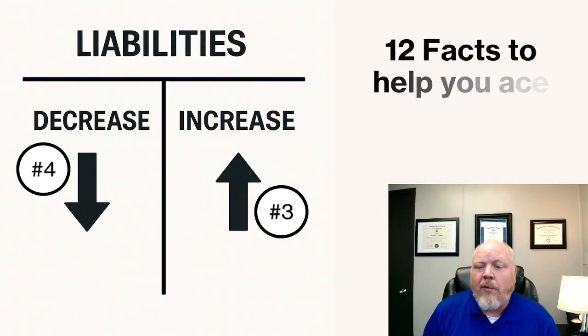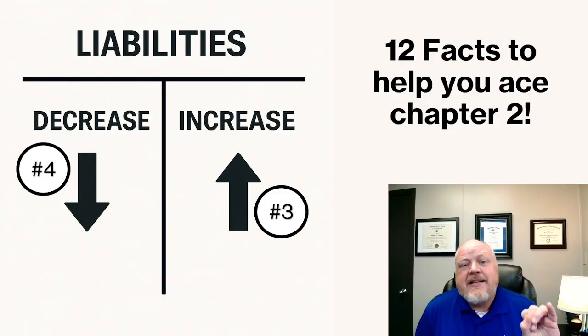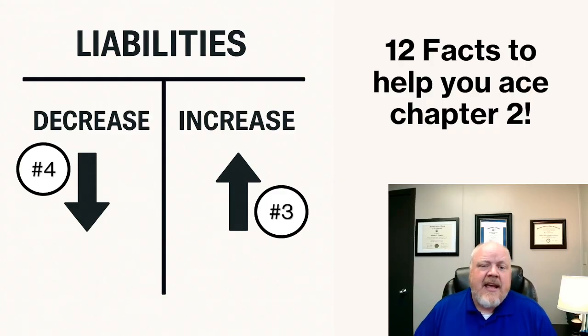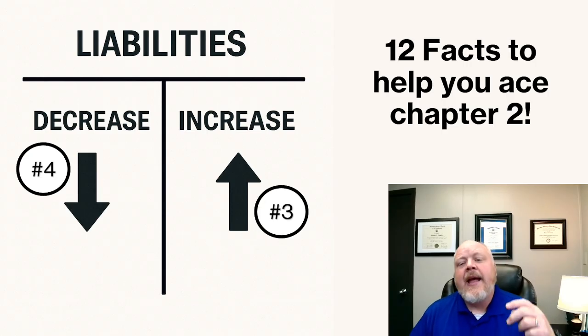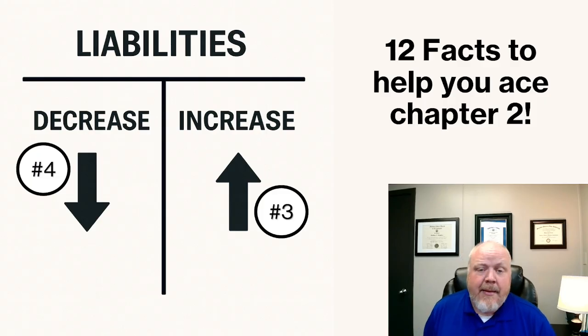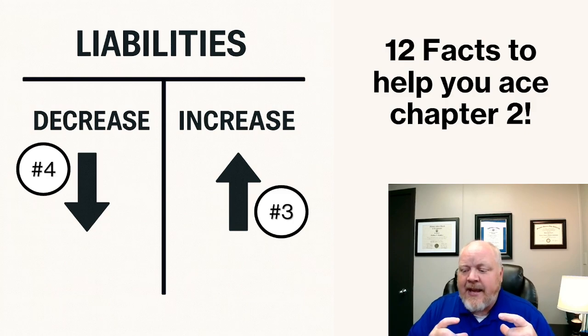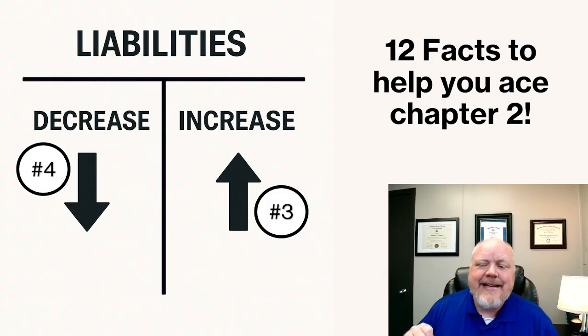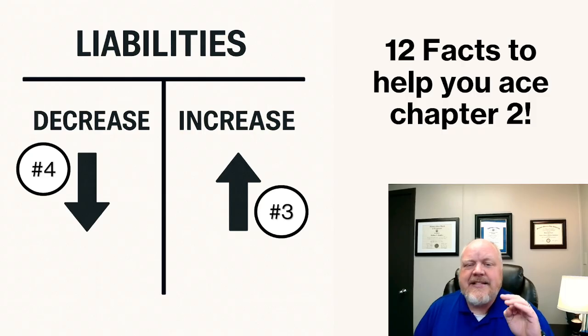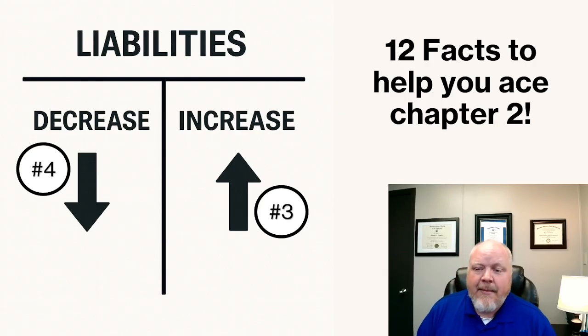Facts 3 and 4, that liabilities work a little bit different, or in reverse of assets. They increase with a credit and decrease with a debit. So that means that say we buy an asset like equipment and we buy it on account, meaning we're going to pay for it later. That increases the asset of equipment and it increases the liability of accounts payable. Number 3 fact is liabilities increase with a credit, number 4, liabilities decrease with a debit. That's facts 3 and 4.